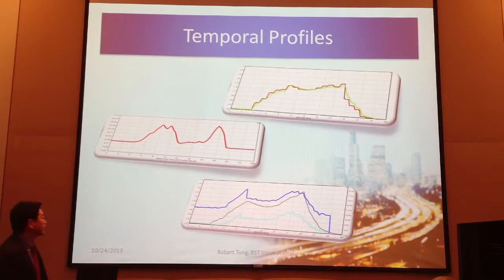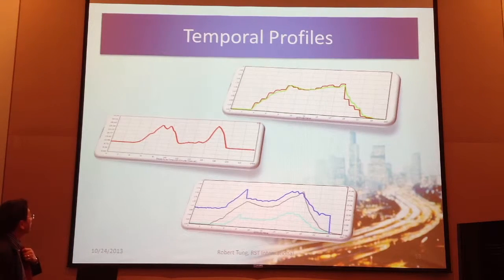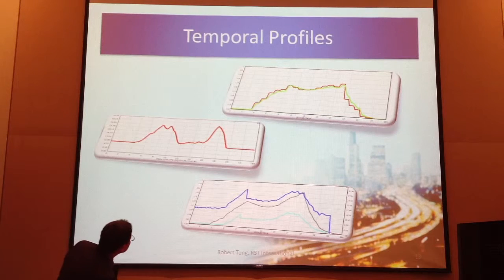Okay, some of the data you don't have to animate. The static chart will still be important. So this represents the temporal profile based on the system, the simulation results. Here represents the departure and arrival profiles for 24 hours. Then here represents your travel time throughout the day.